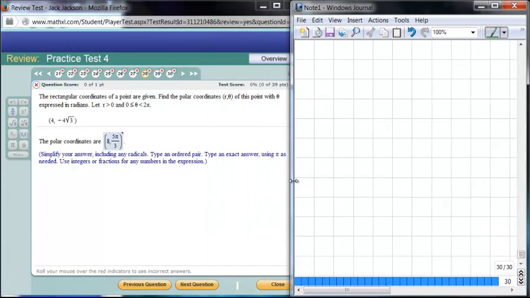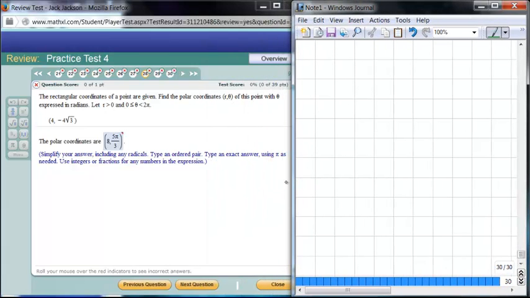What do we have here? Rectangular coordinates of the point are given. Find the polar coordinates. And we're going to choose a positive r and a theta between 0 and 2 pi, and that makes us have a unique answer. So here we're graphing it here. We go to the right 4, okay, and we go down 4 times the square root of 3, wherever that is, somewhere down here.